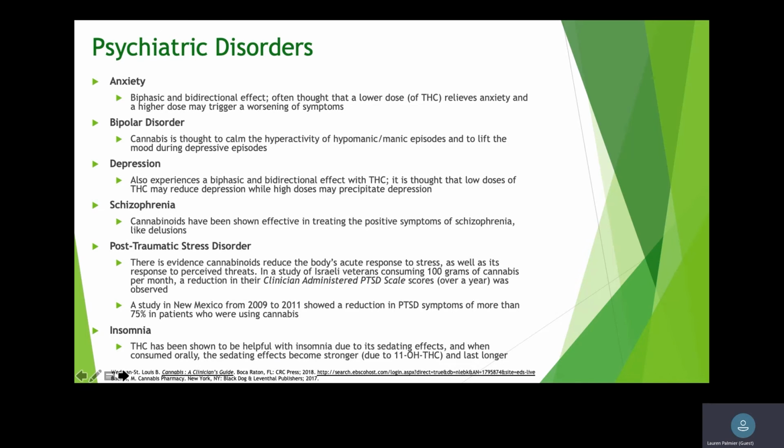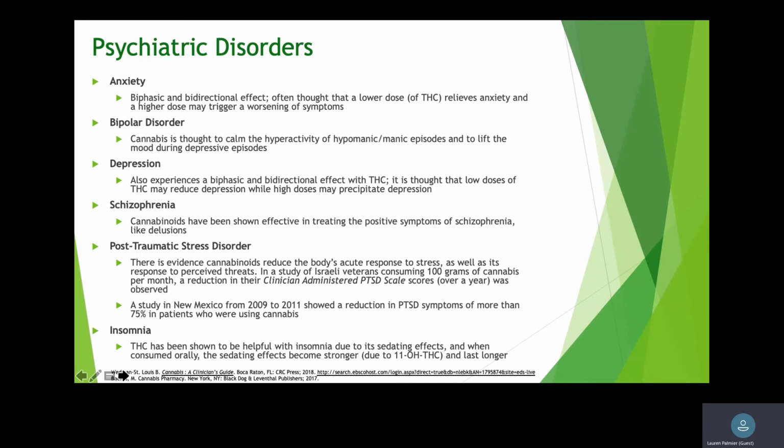So now we'll briefly look at psychiatric disorders. As we mentioned in previous slides, THC has a biphasic and bidirectional effect on anxiety and other psychiatric disorders, basically meaning it can reduce or increase the symptoms of that condition. And that does depend on a variety of factors like the cannabis variety, the dose, the mindset of the patient, etc. So with some of these conditions, you'll see us talking about this biphasic and bidirectional effect.